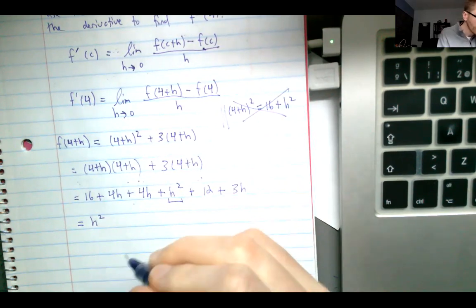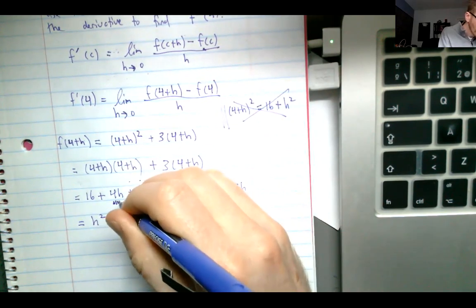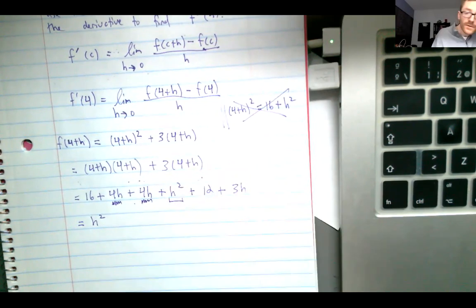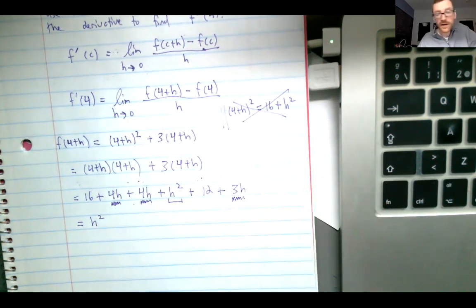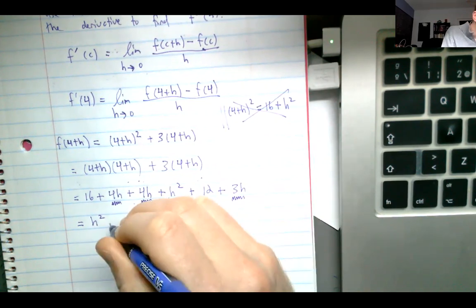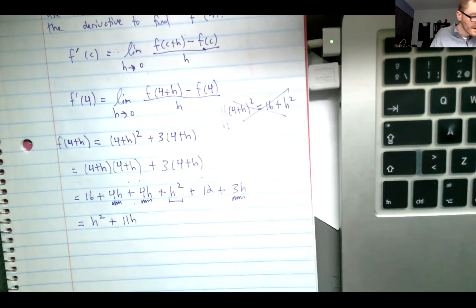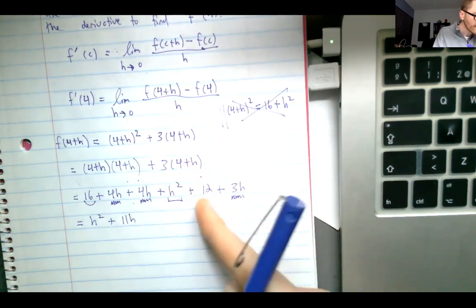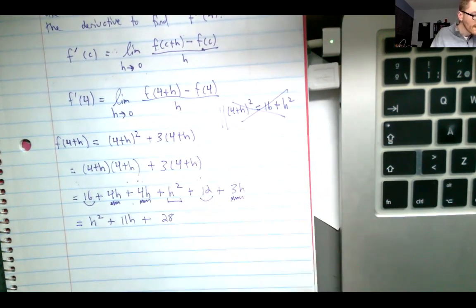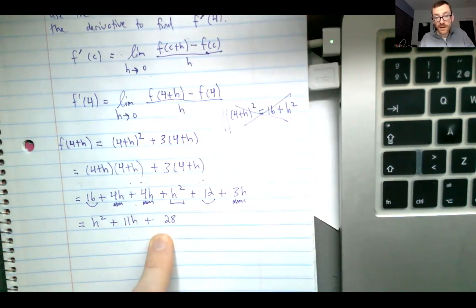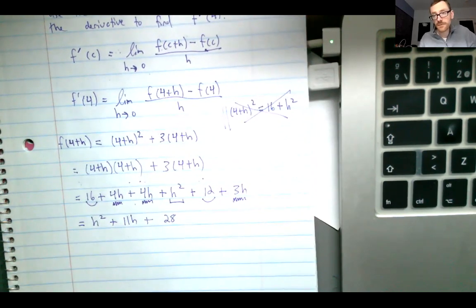What else do I have? I have a 4h here and a 4h here. Those can be combined to give me 8h. But then there's another 3h here, and that can be combined as well to give us a total of 11 copies of h. So that'll be 11h. And then what's left over is the 16 and the 12, and 16 plus 12 is 28. So this expression right here is f of 4 plus h.